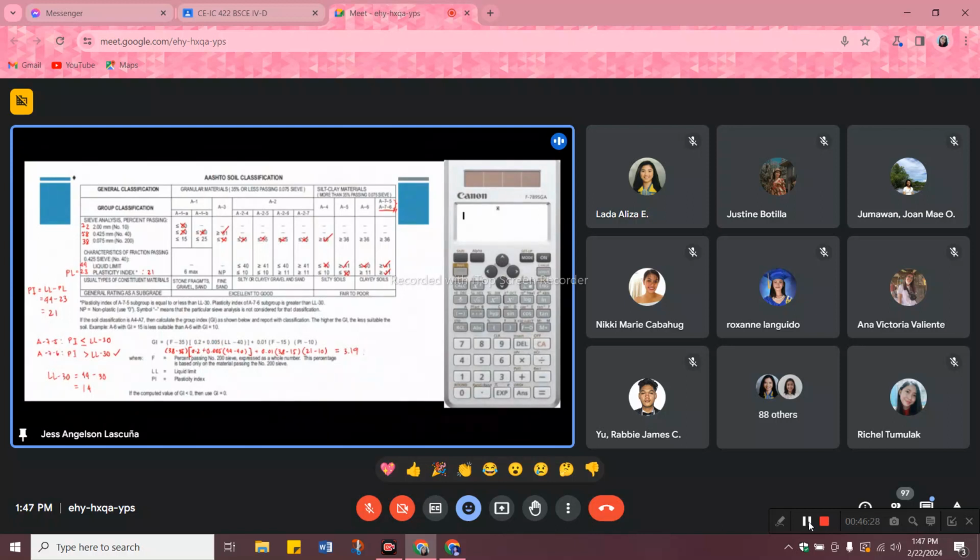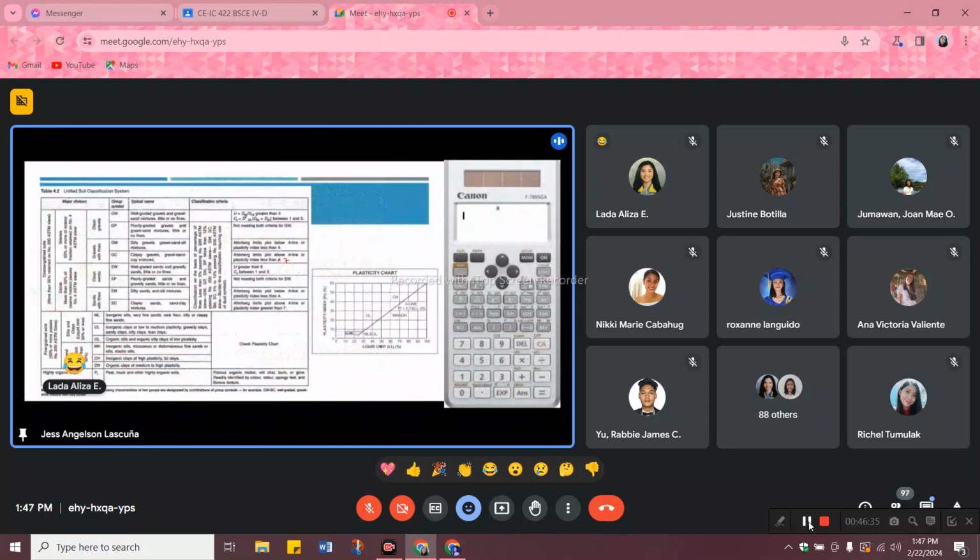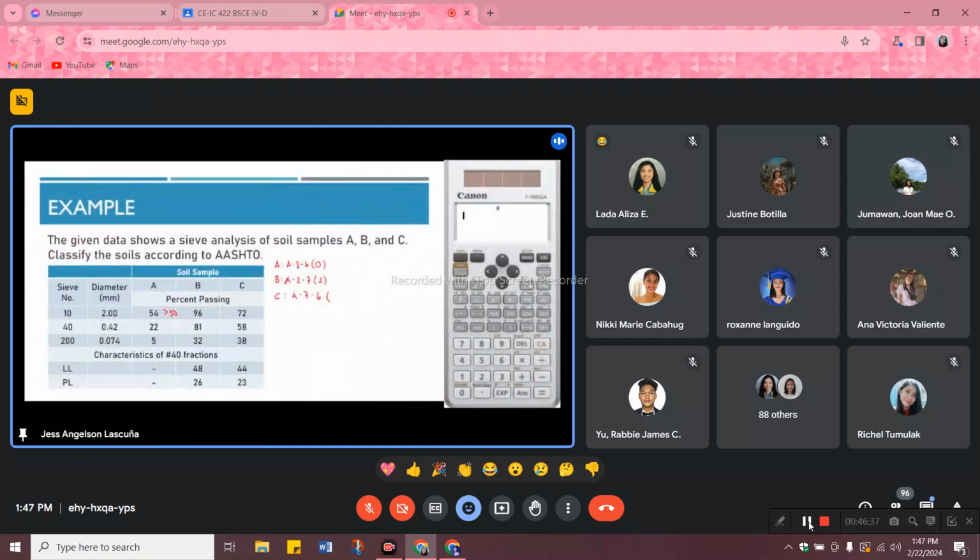So ato siya ang atong gamiton nga value kay GI is equals to 3, since ato mo siya i-round off. So atong final answer is A76 with a GI of 3, para siya ang ato ang soil classification.